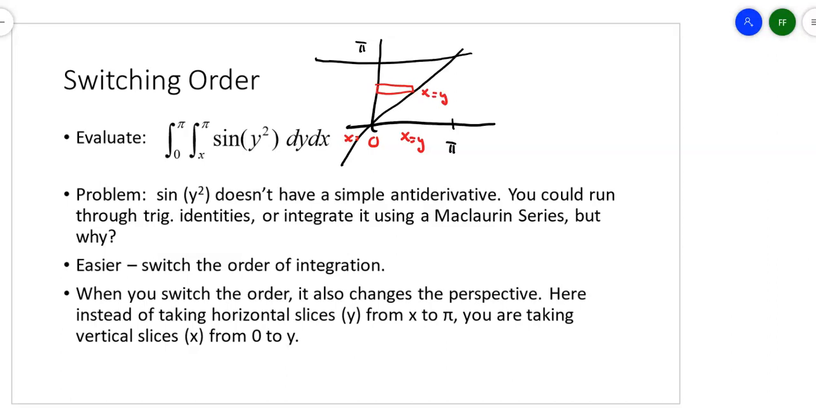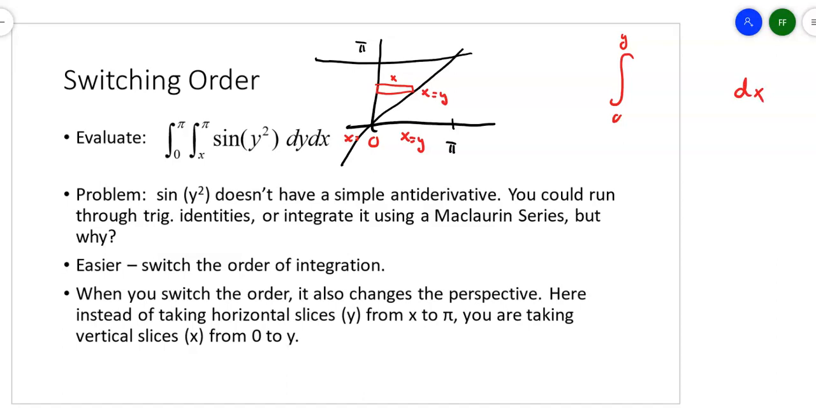So tell me as I go left to right where my x's are going. My x's are going from x equals 0 to x equals y. So the inside limit of integration, I will let go from 0 to y. Integrated how? With respect to x.